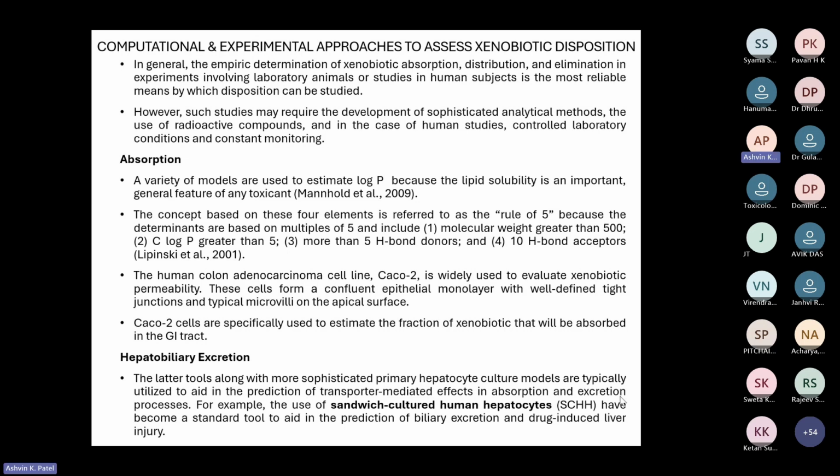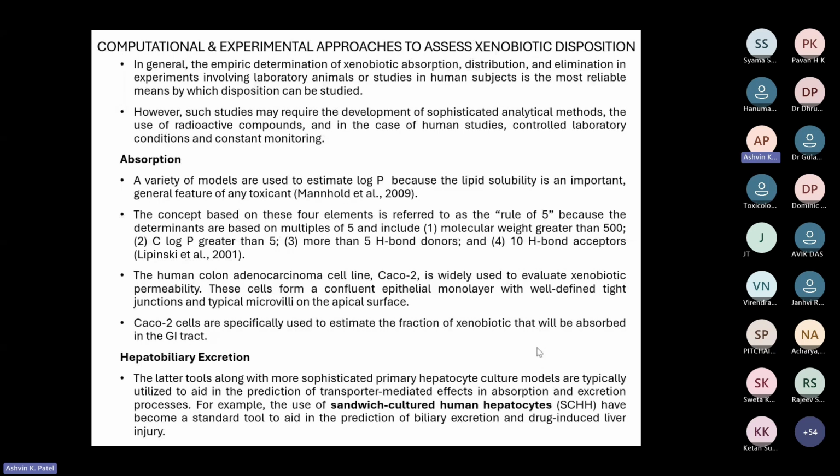The human colon adenocarcinoma cell line, Caco-2, is widely used to evaluate xenobiotic permeability, and these cells form a confluent epithelial monolayer with well-defined tight junctions and typically microvilli on the apical surface. Caco-2 cells are specifically used to estimate the fraction of xenobiotic that will be absorbed through the gastrointestinal tract.